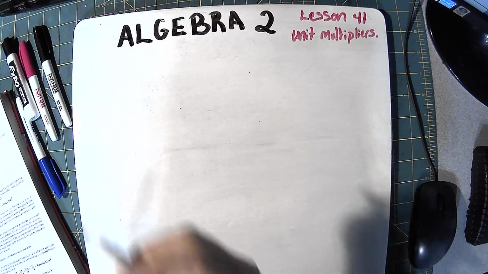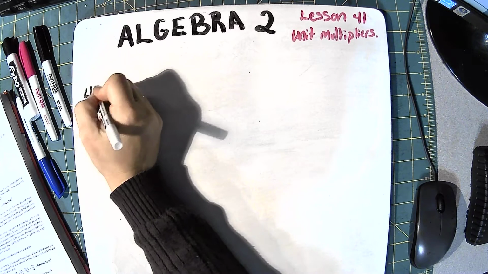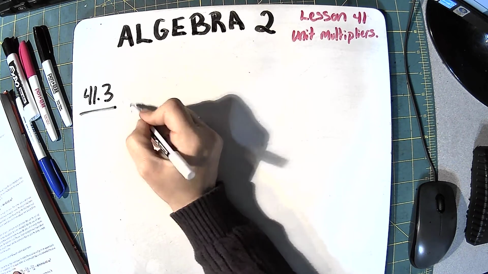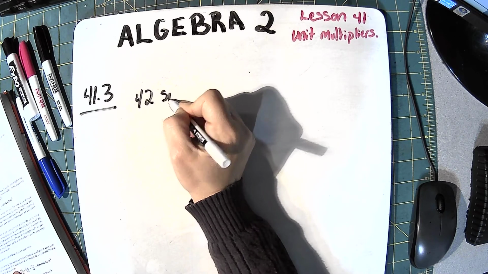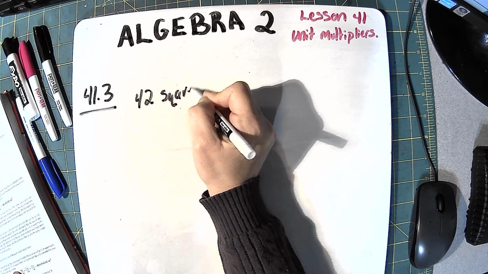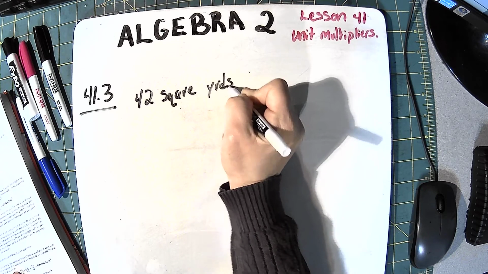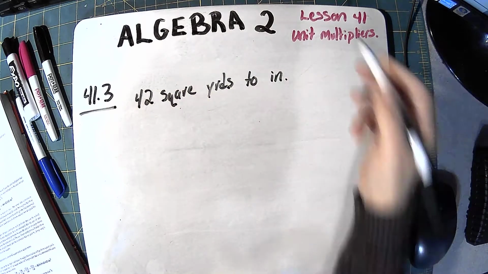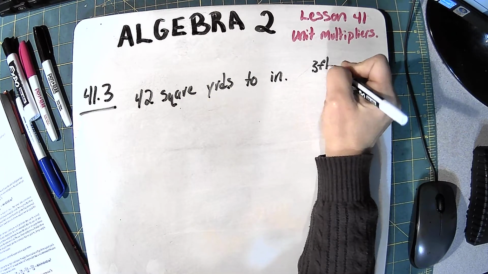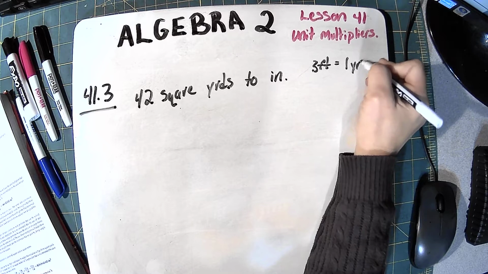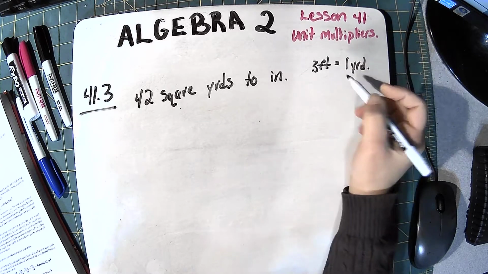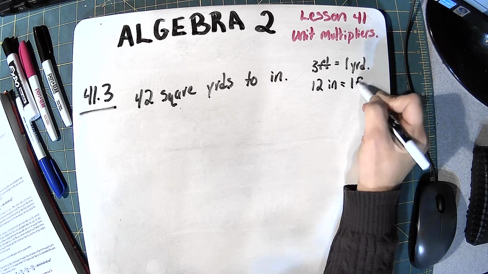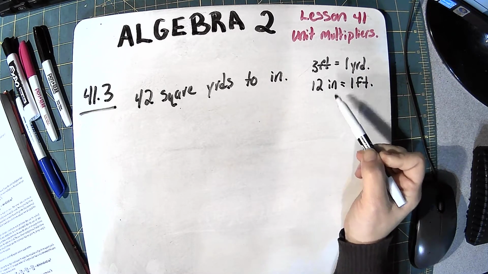Alright, let's try 41.3. This one says use unit multipliers to convert 42 square yards to inches. Okay, so I know I've got 3 feet equals 1 yard. And there should be a chart in the back of your book that tells all this. And then 12 inches equals 1 foot. Okay, so I'm going to have to go from one to the other.